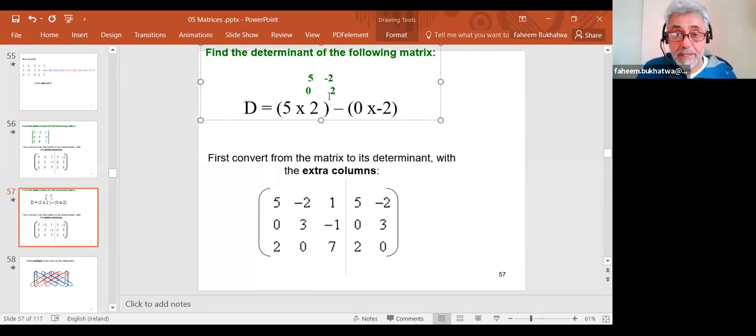Of course, there's another technique where you add another column to it, but it's making it a bit more complex. If it's 2 by 2, this is the easiest way to do it.